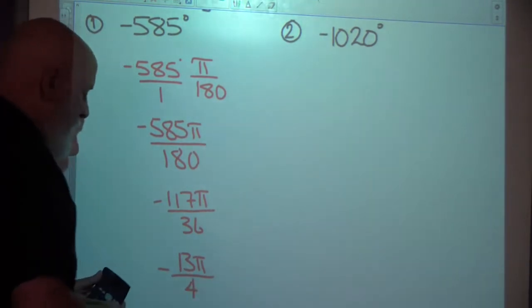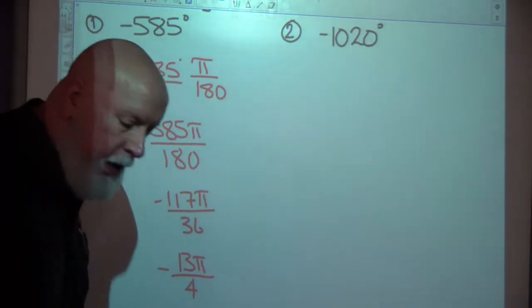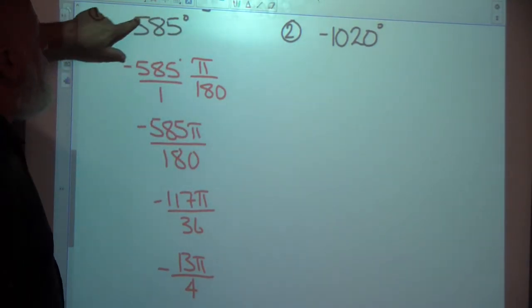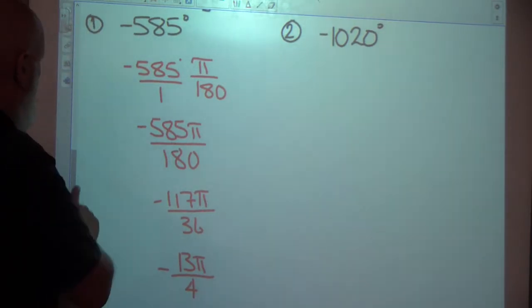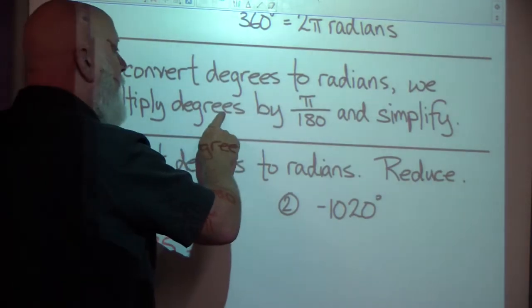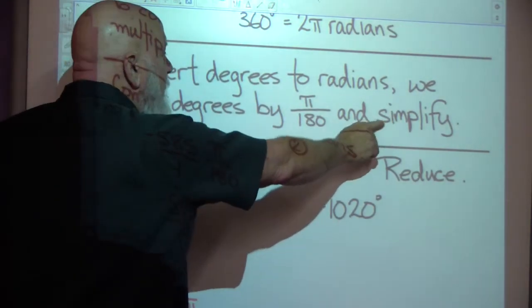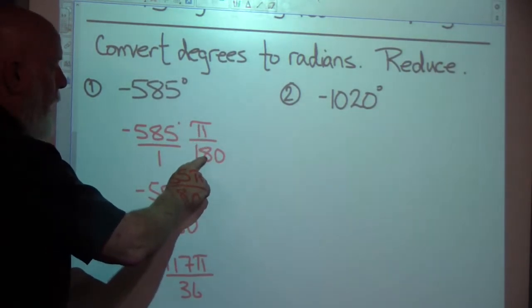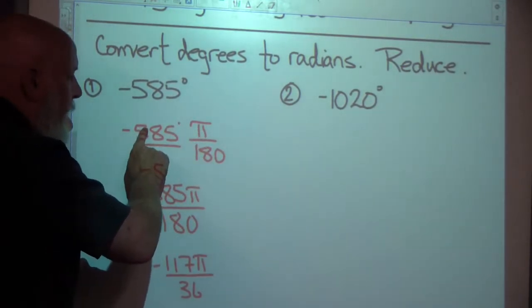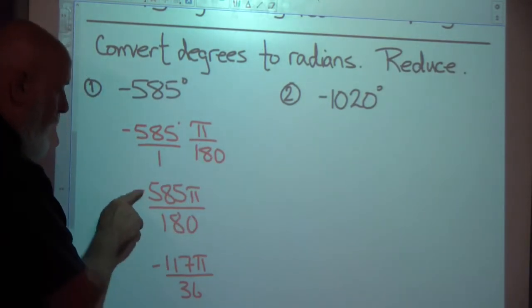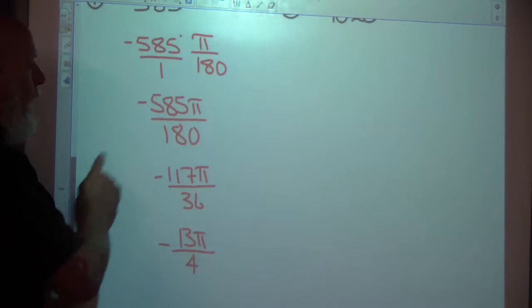So this won't reduce any further. So what I did was I said, okay, I want to change this. My instructions were to change this to radians, and the rule for changing to radians, to convert degrees to radians, we multiply degrees by pi over 180 and simplify. So that's what I did. I multiplied it by pi over 180. I stuck a 1 under there. And so negative 585 pi over 180. It stays negative. And then I reduced this.